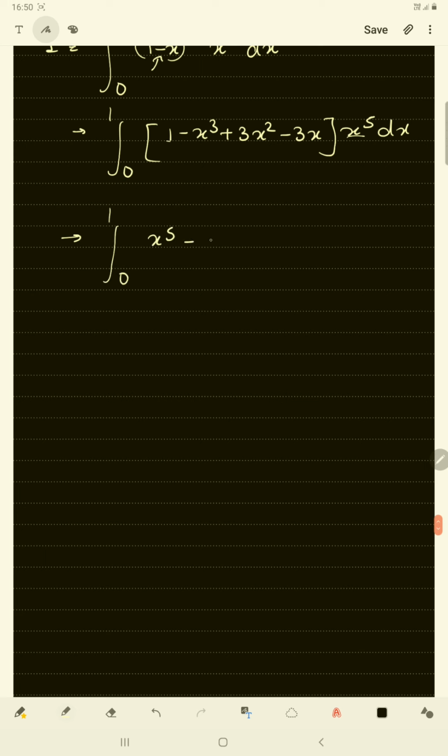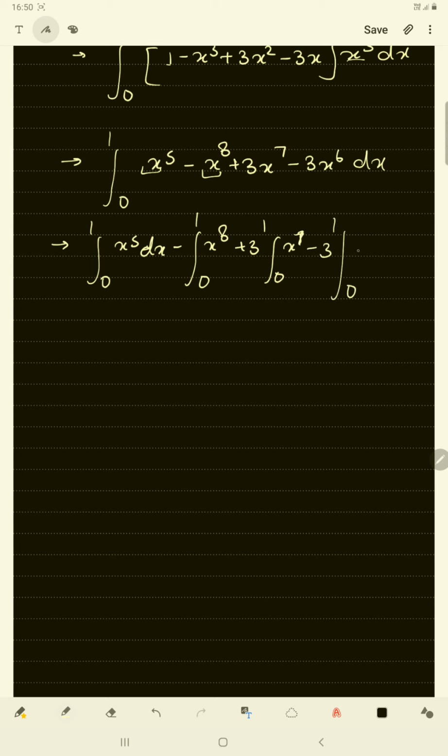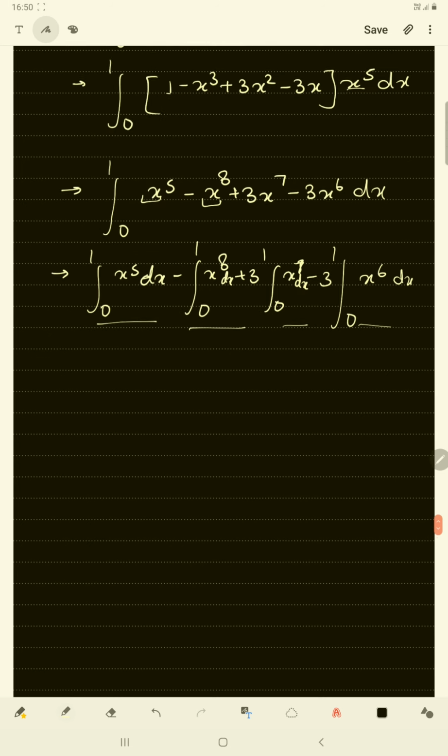Now we can simply multiply the terms with each term in the bracket. So we get x to the power 5 minus x to the power 8 plus 3x to the power 7 minus 3x to the power 6 dx. Now since we have plus and minus in the different terms, we can separate the integration sign and write it separately for each of the terms: integral 0 to 1 of x to the power 8 plus 3 times integral 0 to 1 of x to the power 7 minus 3 times integral 0 to 1 of x to the power 6 dx. Sorry for the missing dx over here. You can just include the dx with each term. Now we can simply solve each of the terms and get the answer.